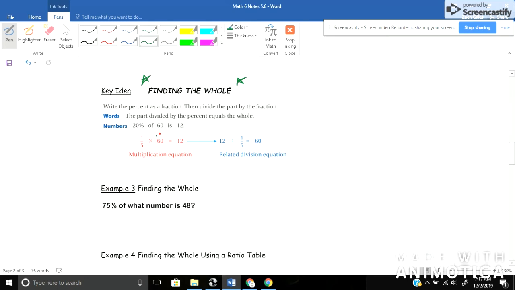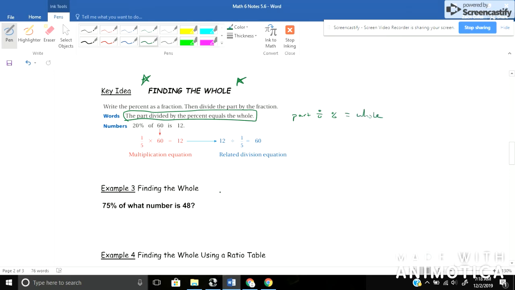All right. Here is what I want you to circle or underline. This is going to be the biggest helper for you. The part divided by the percent equals the whole. Part divided by percent equals the whole. That's how you find the whole.